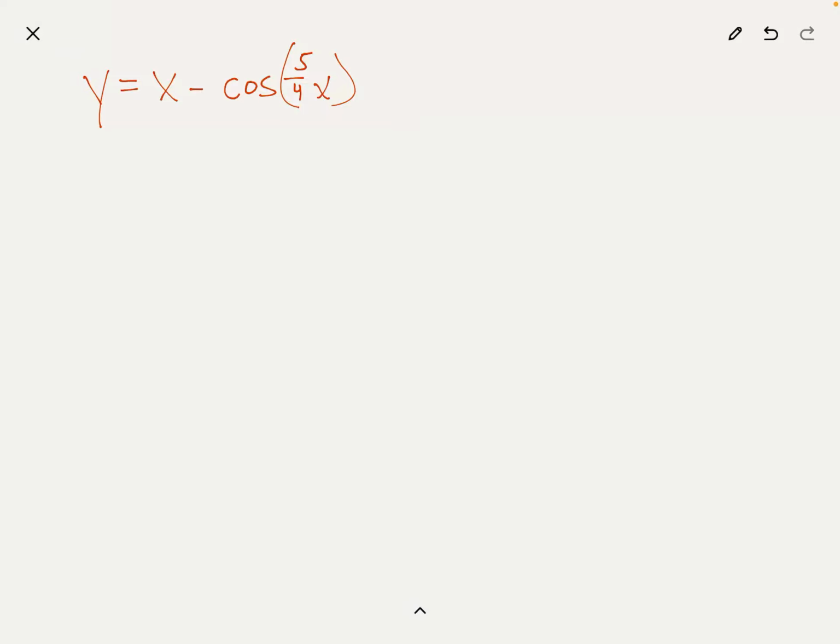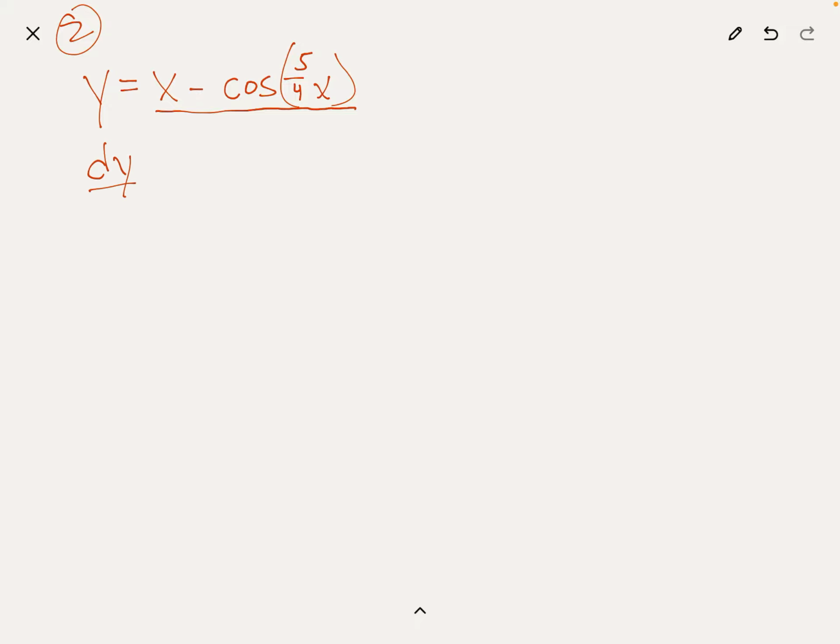Okay, problem 2. What's the largest possible value for the slope of the curve y equals x minus cosine 5/4 of x? Okay, so what's the largest possible value for the slope? So it's got to be, first of all, if it has a positive slope anywhere, it's going to be a positive slope, and it's going to be the maximum value of the positive slope. Well, what is the equation for the slope?